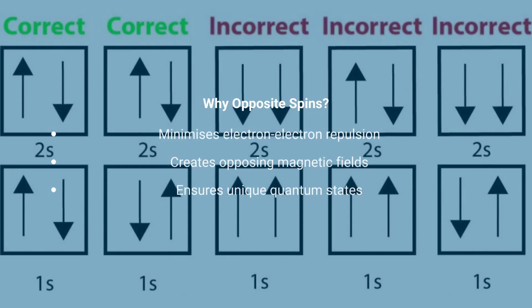This requirement for opposite spins is crucial for minimizing electron-electron repulsion within the confined space of an orbital. By having opposite spins, the electrons create opposing magnetic fields that partially cancel each other out, leading to a more stable arrangement than if their spins were parallel.